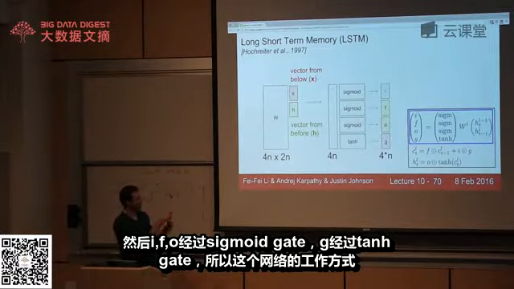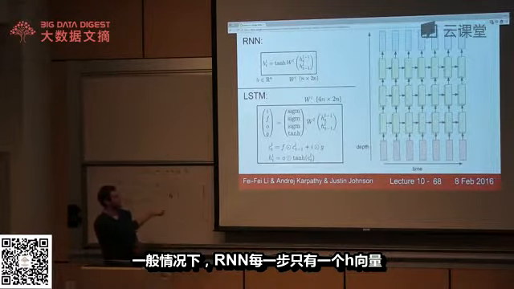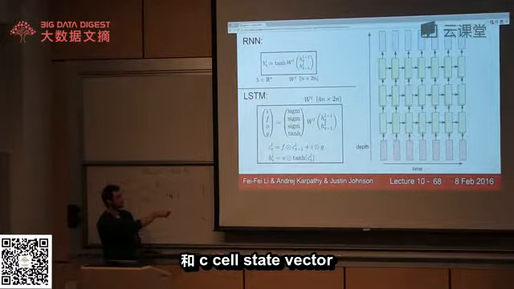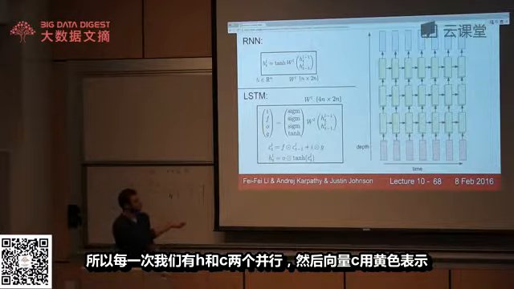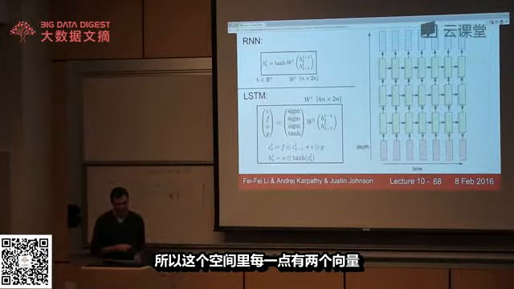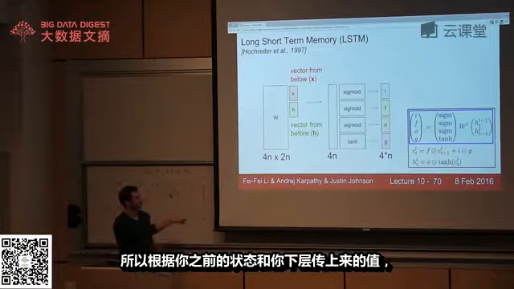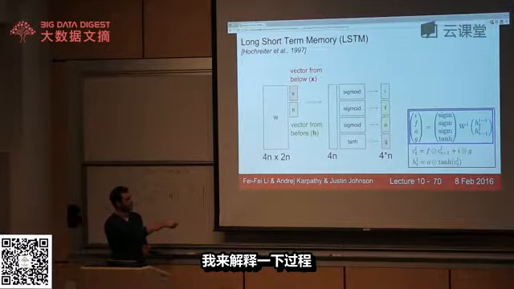Now, the way this actually works, the LSTM, one thing I forgot to mention in the previous slide is that normally a recurrent neural network just has this single h vector at every single time step. And an LSTM actually has two vectors at every single time step, the hidden vector and what we call c, the cell state vector. So at every single time step, we have both h and c in parallel. And the c vector here is shown in yellow. So we basically have two vectors at every single point in space here. And what LSTMs are doing is they're basically operating over this cell state. So depending on what's before you and below you, that is your context, you end up operating over the cell state with these i, f, o, and g elements.